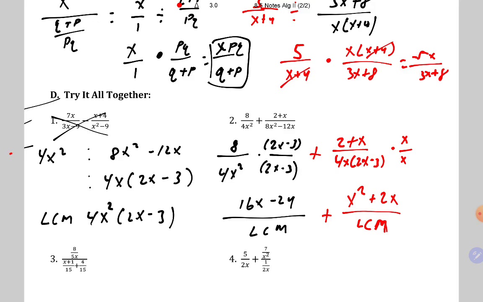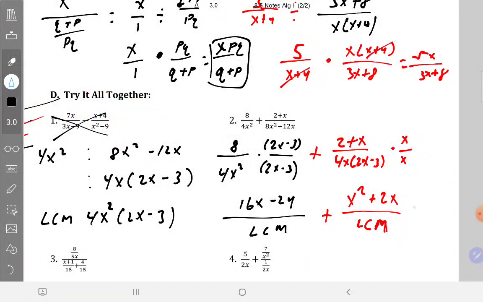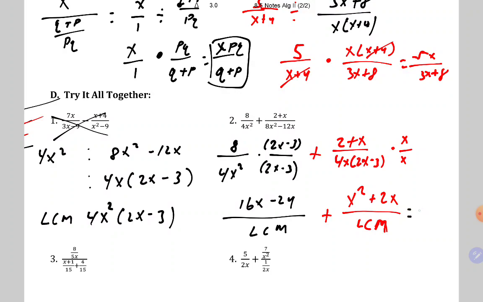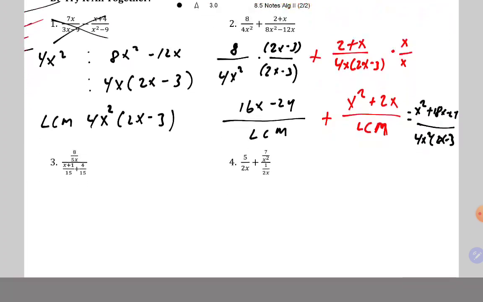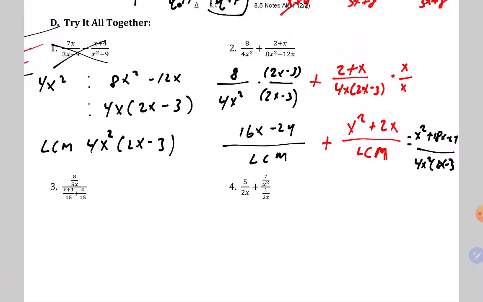Combine them together, and we're going to get x squared plus 18x minus 24 over 4x squared, 2x minus 3. And that's as far as we can go. Number 3.